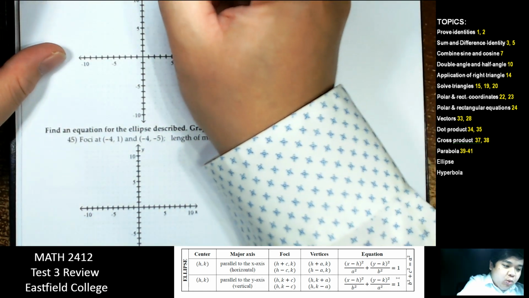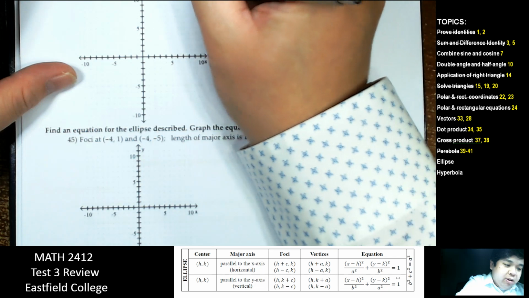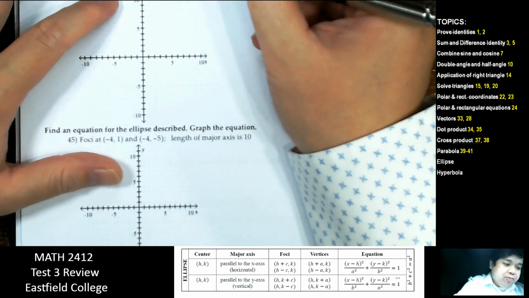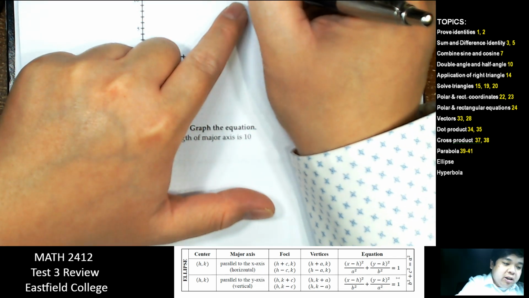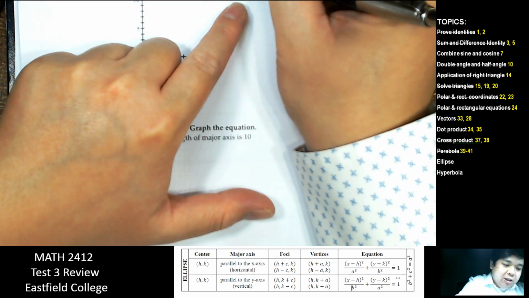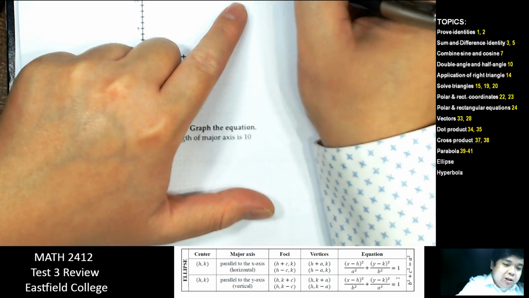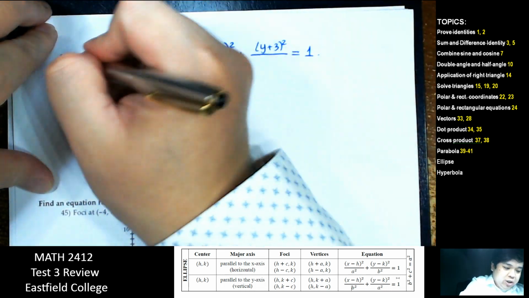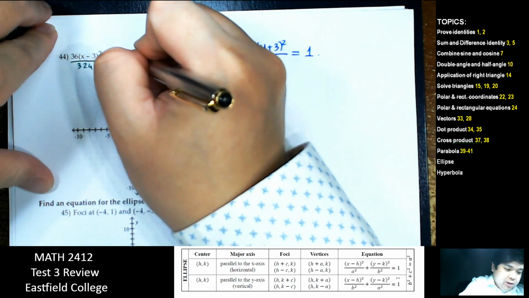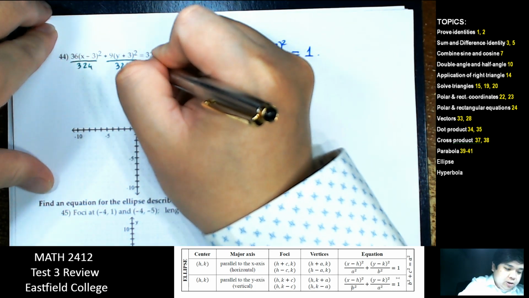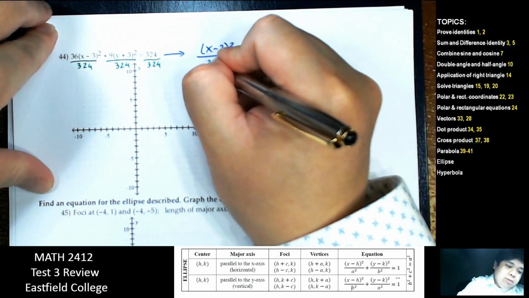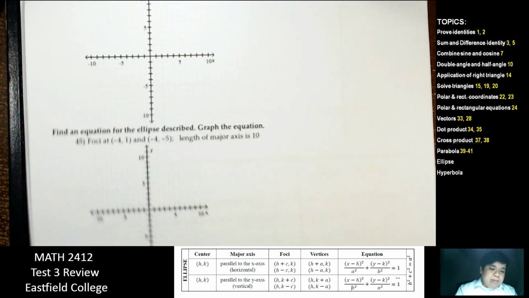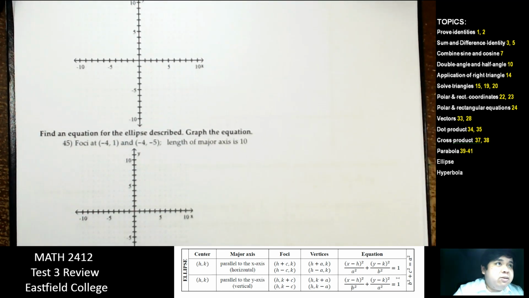Kind of similar on this one, but remember the standard form. We have to divide by something to have 1, so in that case we have to divide by 324. And whatever that is, I'll let you figure that part out. Okay, now we will graph.